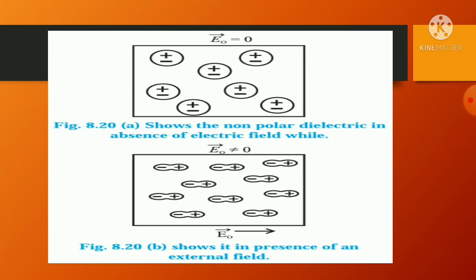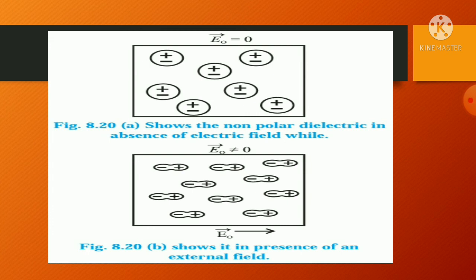These molecules, present in an external field, arrange in a particular manner. In this diagram, all the molecules' negative charges are on the left side and positive charges are on the right side in each molecule. So in this way, there is a separation of positive charge as well as negative charge in the molecule, which is shown in figure 8.20b.